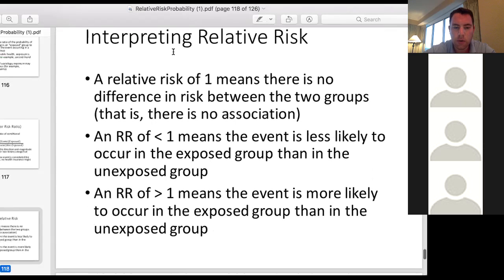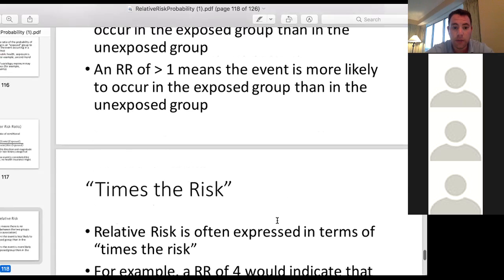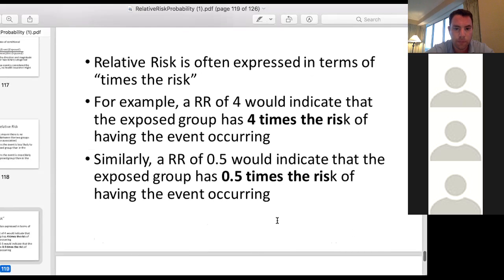And so like we were saying, if it's greater than 1, then the exposed group is more likely for that event to occur. If it's less than 1, then it's less likely. And if you get a relative risk of 1, that means there's no association between the two groups. So that exposure might not have any effect on the event occurring or not.